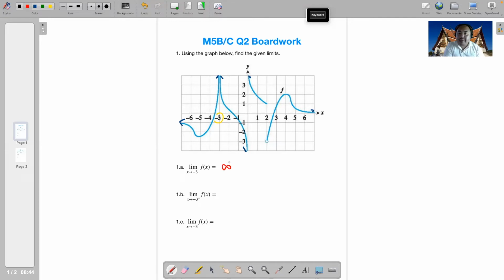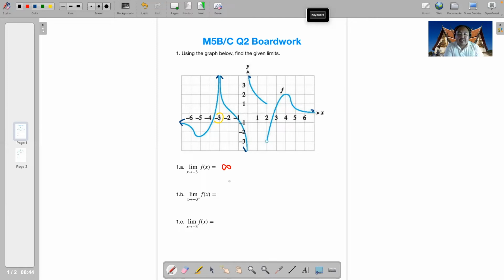Again, let me remind you that positive infinity is not a number. So the limit here is not a number, but a description. What is that description? That this function extends indefinitely into very positive real numbers when x approaches -3 from the left.